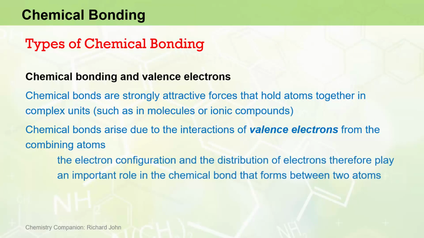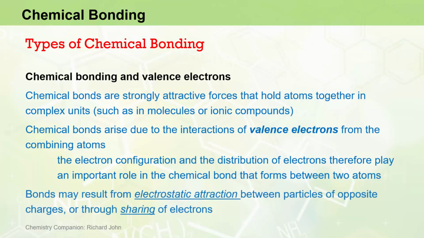The electron configuration and the distribution of electrons around the nucleus therefore play an important role in chemical bonding. Chemical bonds may result from the electrostatic attraction between particles of opposite charges, such as the metallic bonds that hold together metals or the ionic bonds that hold together ionic compounds, or they may be the result of sharing of electrons, as in the covalent bonds that hold molecules together. In all cases, it is the interaction of valence electrons that defines the nature of the chemical bond.